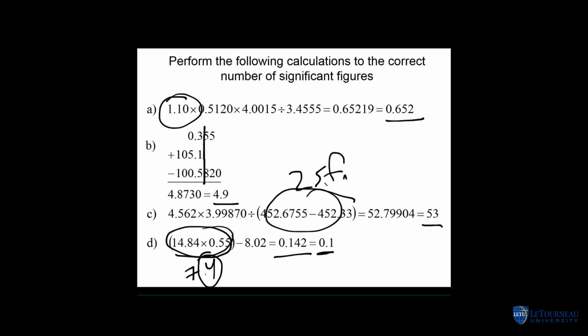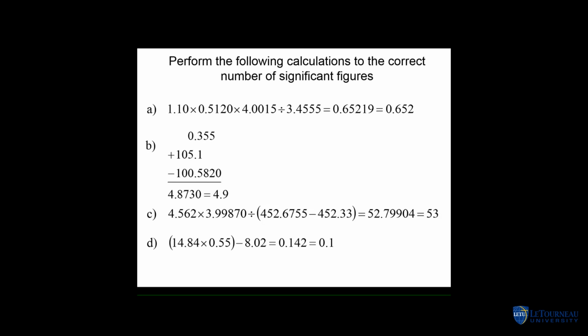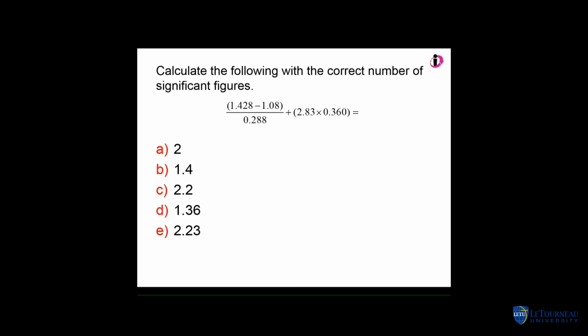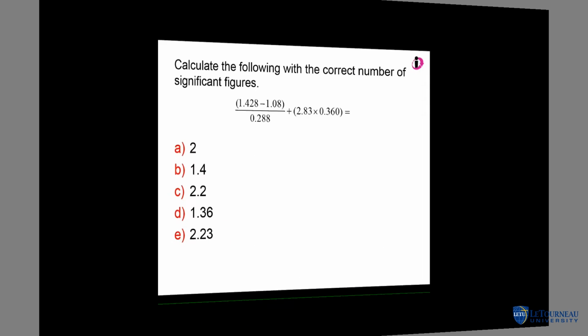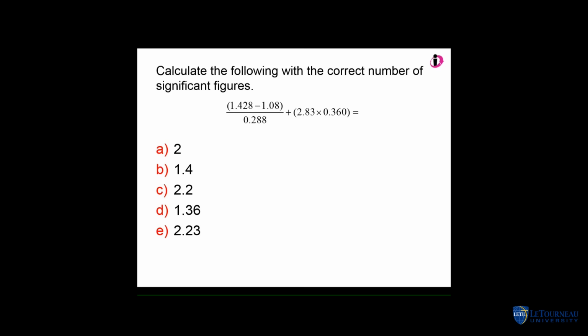All right, hope you're following along with this and trying these things on your own, exploring some Mastering Chemistry examples and good stuff like that. So here's a clicker question for you, quick a minute, and we're going to go on to your quiz. Calculate the following with the correct number of sig figs. See if you can do this, and then we'll come back. Okay, you think you got it?